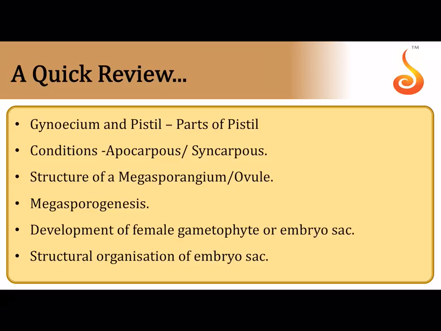In the last class, we learnt about the gynoecium and pistil, parts of a pistil, isn't it? Then we had seen that if the units of gynoecium are free, it is called apocarpous. If the units of gynoecium are fused, it is called syncarpous. We had learnt about the structure of the megasporangium or ovule. We had learnt how the megasporangium produces a haploid megaspore through a process called megasporogenesis. We had learnt about the development of the female gametophyte or embryo sac inside the megasporangium. And lastly, we had discussed the structural organization of the embryo sac.